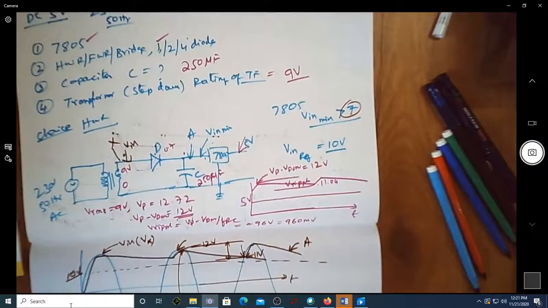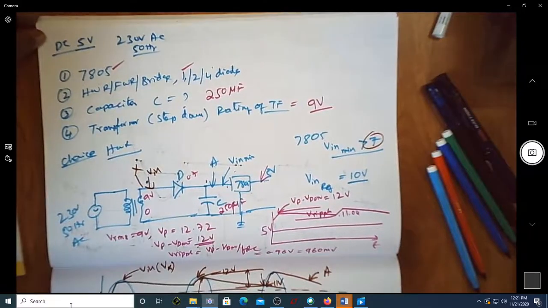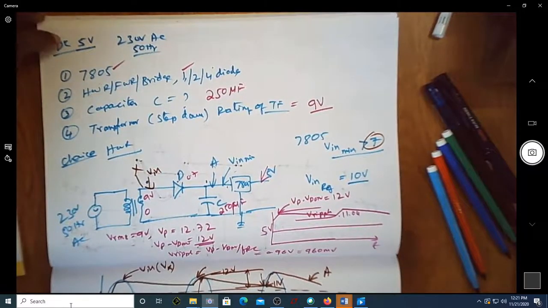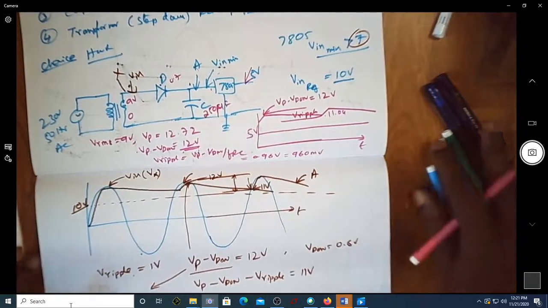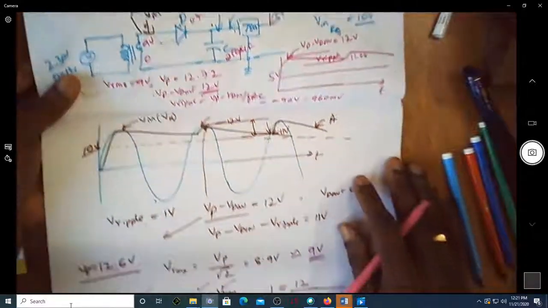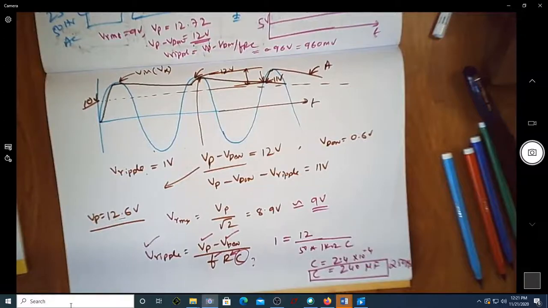So this way we can very effectively design a power supply to get a constant DC voltage of 5 volt from an AC signal. I hope this helps you in designing a DC power supply from an AC signal given the specifications.